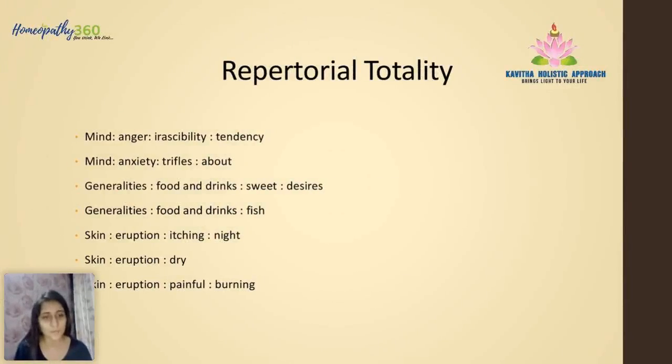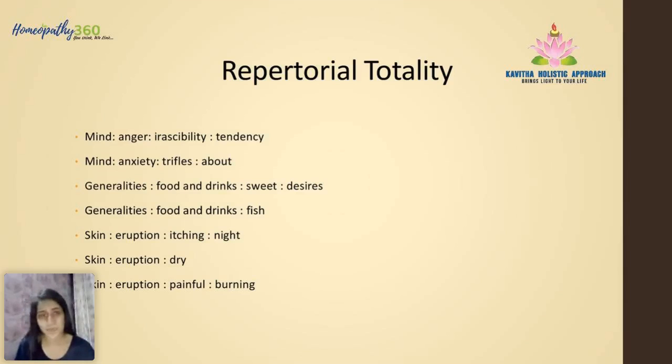The repertory I used was Homeopath, Zomeo classic software. The repertorial totality I found was: mind, anger, tendency to easily get angry. Yes, Natrum muriaticum, Sulfur, thank you. Petroleum, great. Okay, mind, anxiety trifles about. I usually repertorize the case and then solve it. Then in the generalities, I took desire for sweets and desire for fish. Then skin eruptions, itching, especially at night. And the eruption was dry, painful and burning also.